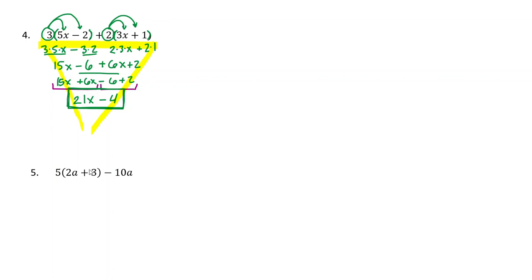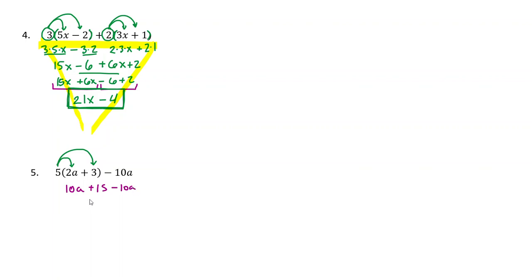Okay, let's do another one of these. This is kind of similar. Notice that we have that same situation where we have the parenthesis with something being multiplied outside. We're going to do the distributive property here. So we're going to take 5 times 2a and 5 times 3, because 2a plus 3 cannot be done, but I can do the multiplication. 5 times 2a is 10a, plus 5 times 3 is 15, and minus 10a.